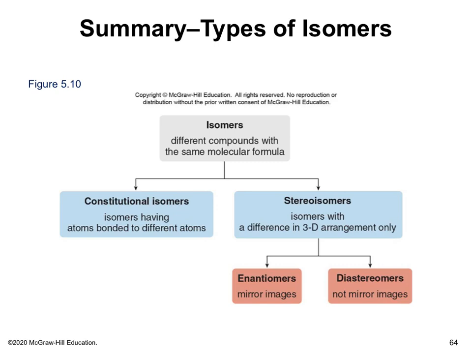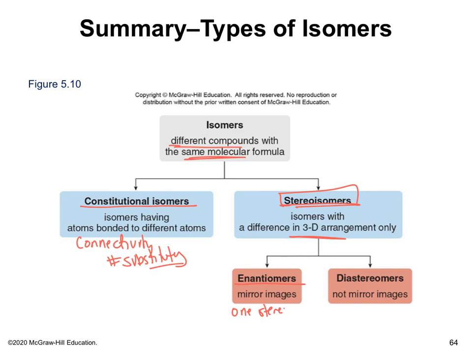Okay, so this is a summary of the different types of isomers. Remember, isomers have the same molecular formula, but they're different compounds. So what kind of isomers can you have? Well, we've run into constitutional isomers, if the connectivity is different, and the connectivity is like the numbering of your substituents. If the numbering is all the same, but they're just different in 3-dimension, we have stereoisomers. Stereoisomers can be enantiomers, which are non-superimposable mirror images. You're going to have enantiomers of each other if you only have one stereocenter, for sure. And diastereomers, you're going to have more than one stereocenter, and these are not mirror images of each other.